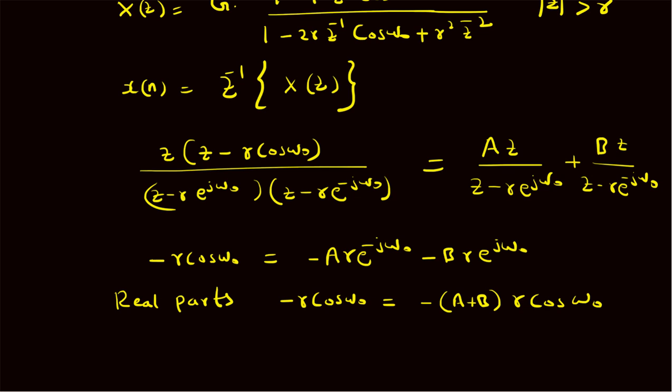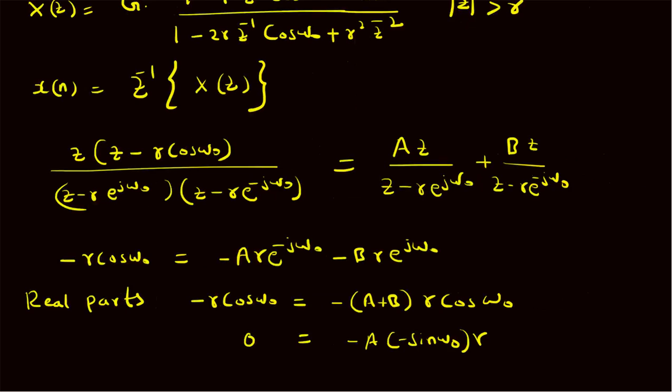And for the imaginary components, we have 0 is equal to minus of a sine omega naught into r, and then minus b r sine omega naught. So the first equation gives us a plus b is equal to 1, and the second equation tells us that a is equal to b. Therefore a is equal to b is equal to 1 by 2.